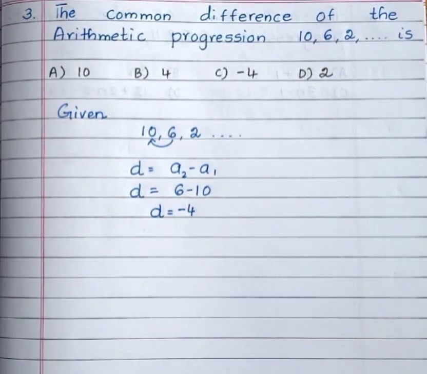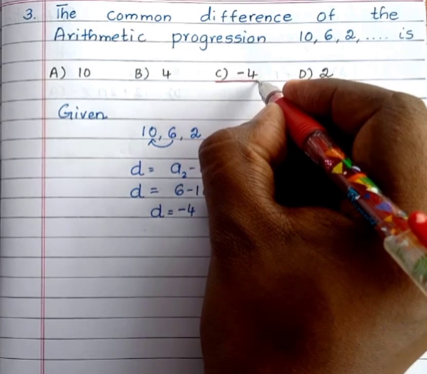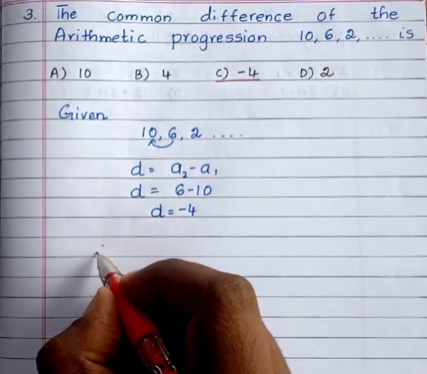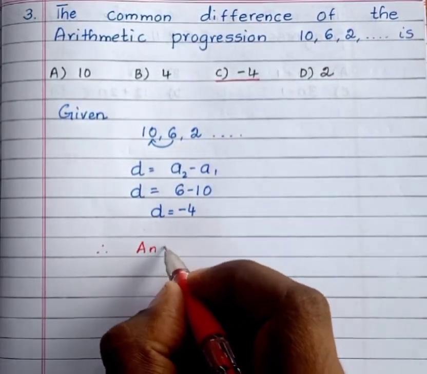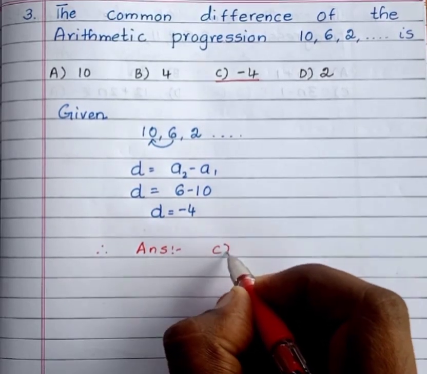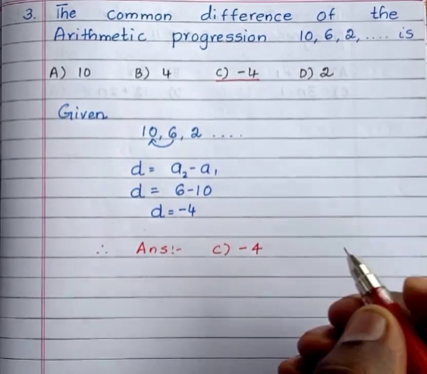What is the common difference? The common difference of the given AP is minus 4. Therefore, the correct answer is option C, minus 4.